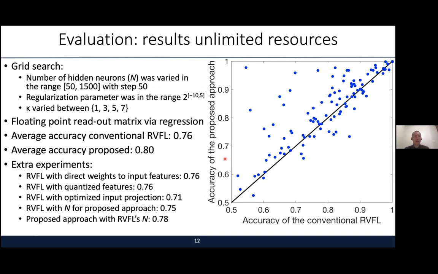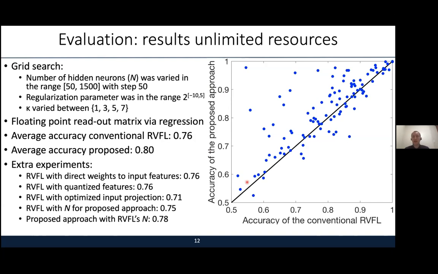So on this slide, we see the results in the case of what we call unlimited resources. It means that we just perform the hyperparameter optimization using the grid search in a large range of the number of hidden neurons between 50 and 1,500. And then we calculated the cross-validation accuracy for both the conventional RVFL, which is the x-axis in the figure, and for the proposed approach, which is the y-axis.